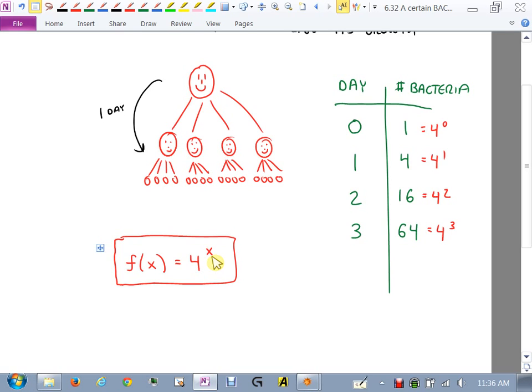Understand? Then if you had a bacteria that tripled every day, it would change to what? So it tripled instead of quadrupled. 3 to the x, right? No logs yet. Okay. One more example, and then we're going to get to a definition.